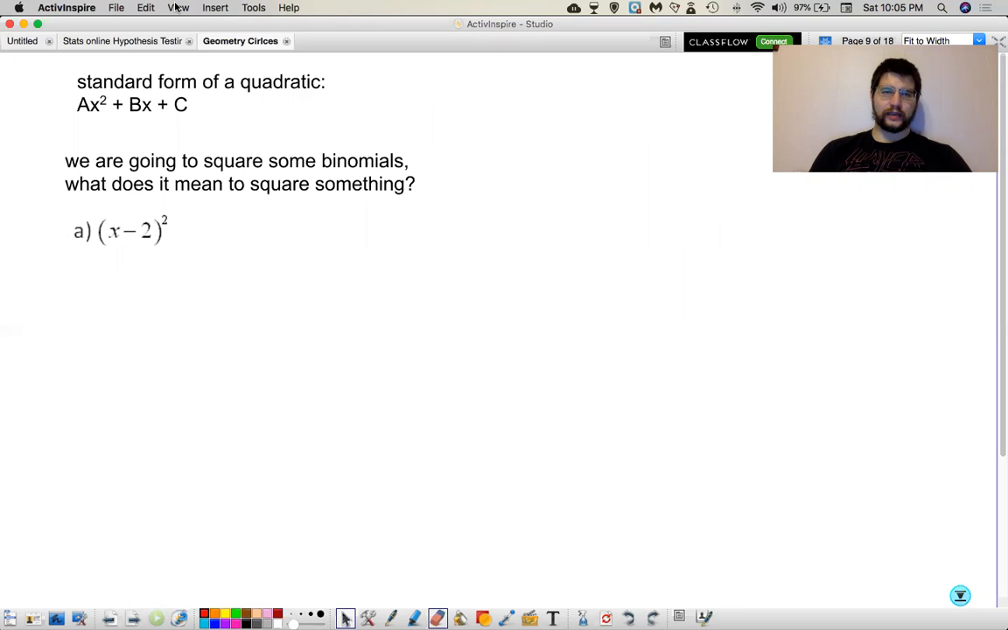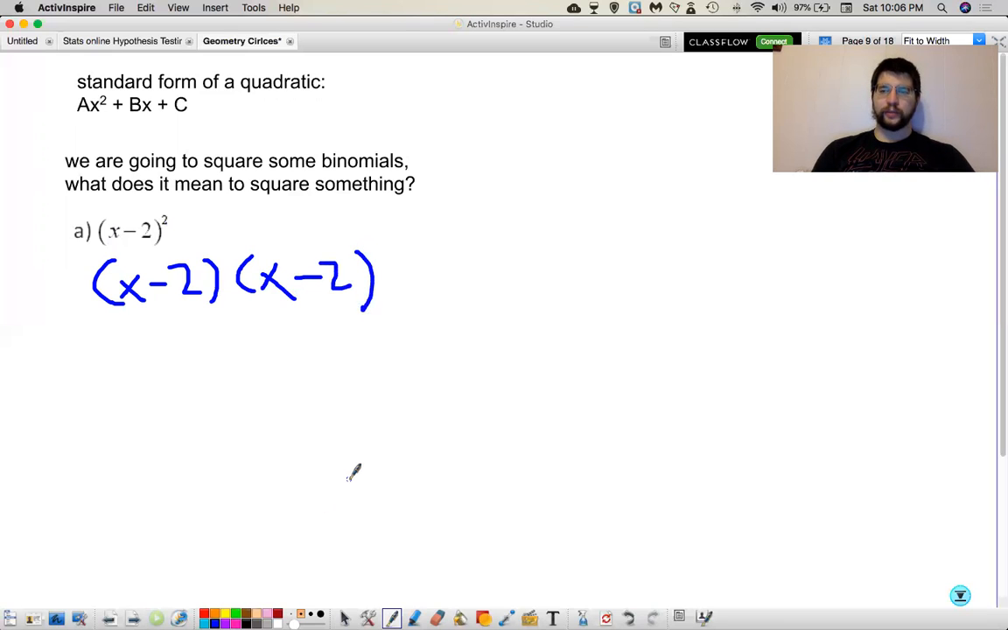So the standard form of a quadratic is ax squared plus bx plus c. Means we have equals 0 there, but this is just a standard form. We're going to actually be working with multiple quadratics, so we'll have other stuff there with it. So before we do anything else, we're going to square this binomial. What does it mean to square something? Well, whenever we say 3 squared, we mean 3 times 3. So (x minus 2) squared means (x minus 2) times (x minus 2).